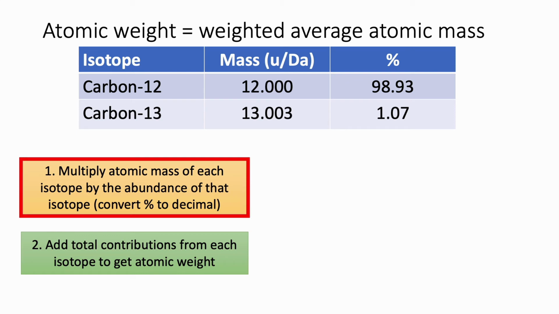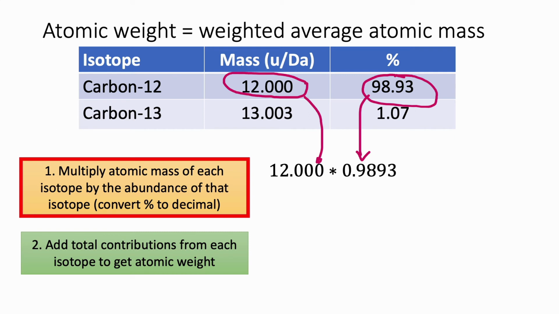So remember, step 1 is multiply the atomic mass of each isotope by the abundance of that isotope. So what we have here, we have the mass of carbon-12, which is exactly 12.000, because that's how we define the U or the Dalton, times the abundance expressed as a decimal. So we convert 98.93% into 0.9893, and that gives us 11.8716.